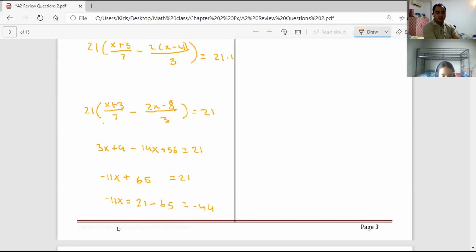Okay, now, x equals minus 44 over minus 11. So we should divide both sides by negative 11, right? Yeah, x equals 44 over minus 11, which equals 4. x equals 4. Okay.